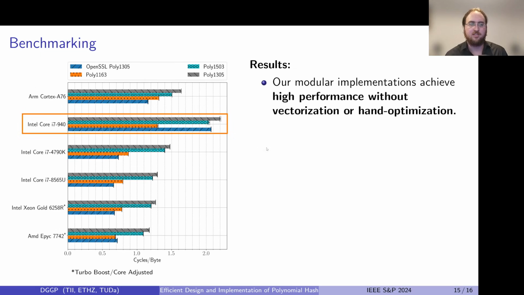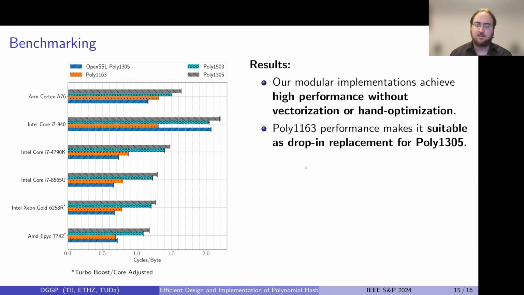Furthermore, if we look at the Core i7-940 here, this is an old CPU and doesn't support AVX, and so OpenSSL just falls back to an integer implementation, same as we do. And here we see that our Poly1305 is quite competitive with OpenSSL's Poly1305, and 1503 outperforms it slightly, and Poly1163 just massively outperforms it. And this already shows that Poly1163's performance makes it a suitable drop-in replacement for Poly1305, especially on some CPUs, for example the AMD EPYC here, where we actually outperform vectorized Poly1305 for messages up to 16 kilobytes.